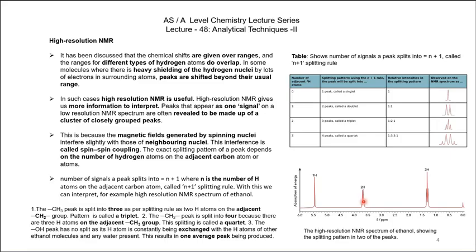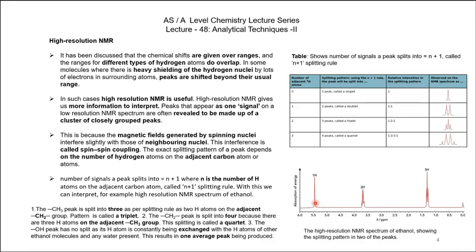And then the OH. We have CH3, CH2, OH, is it not? The OH peak has no splitting from its neighboring hydrogen atoms, because the OH hydrogens exchange with those of other ethanol molecules or any water present. So this results in an average peak, which is 1 peak and 1H. That's this splitting.